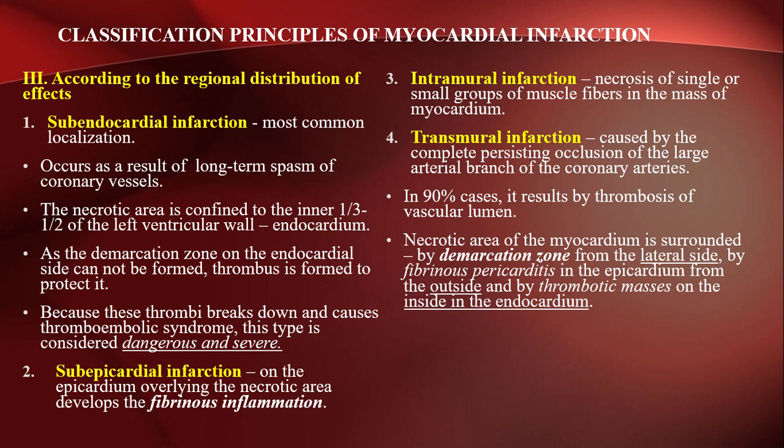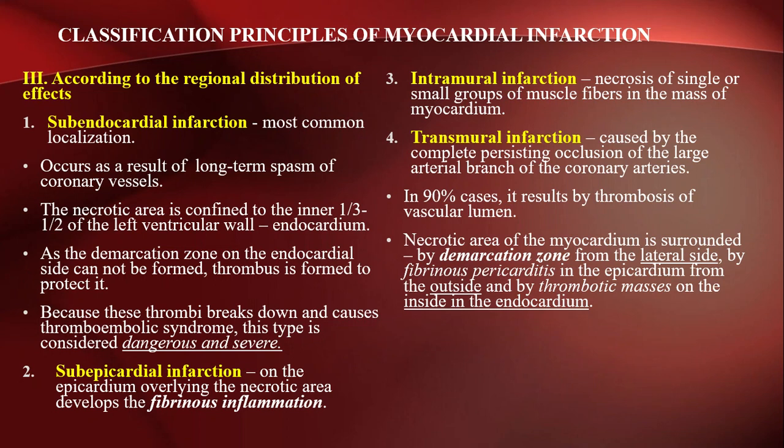Second type of infarction, subepicardial infarction. On the epicardium overlying the necrotic area, fibrinous inflammation develops. Third, intramural infarction: necrosis of single or small groups of muscle fibers in the mass of the myocardium.